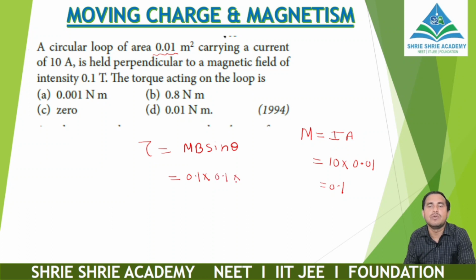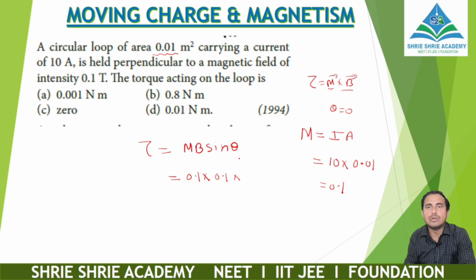Held perpendicular, so how do you take the angle? This is the most important thing. The torque formula is M cross B, so you have to check the direction between magnetic moment and magnetic field. The magnetic moment direction itself is perpendicular to the plane, and the magnetic field is also perpendicular to the plane, right? So both are parallel, and theta becomes 0.